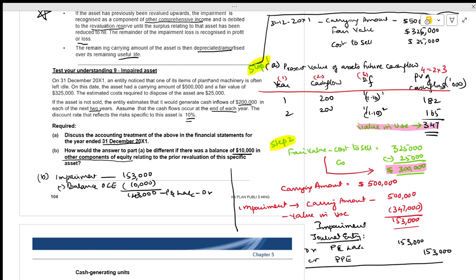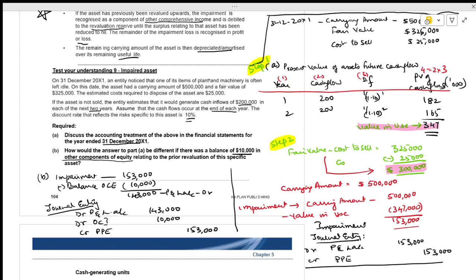Okay, if that is the case, what do we have to write? General entry: debit profit and loss account 143. Okay, debit other comprehensive income 10,000. Is it right? And credit property, plant and equipment 153,000. Simple one. Okay, it's the very simplest way.